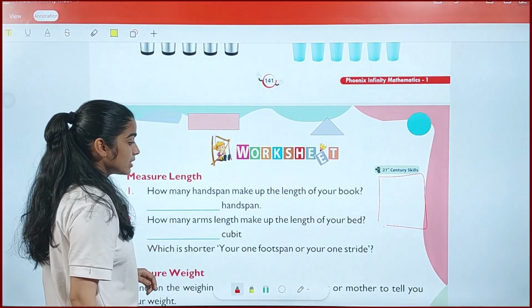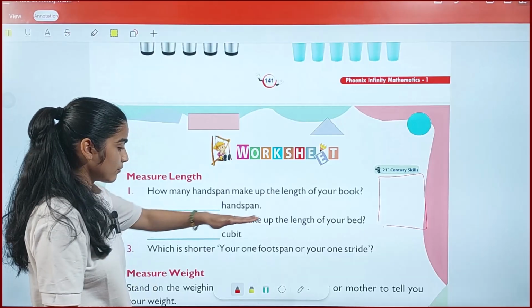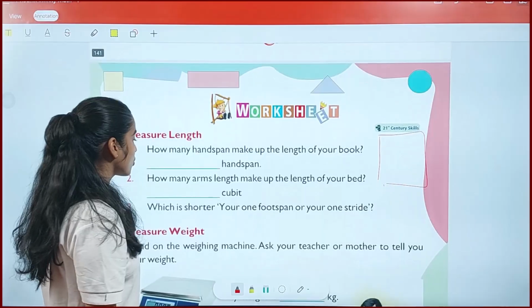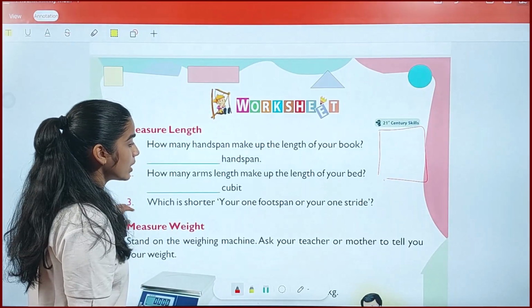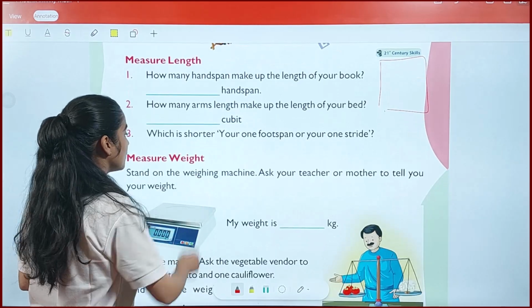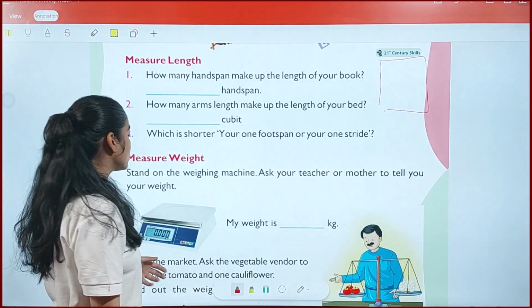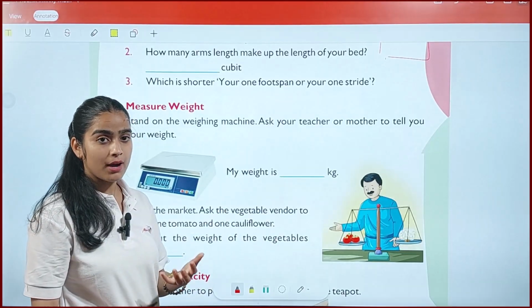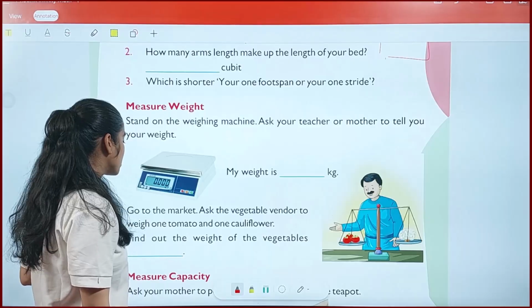How many arm lengths make up the length of your bed? So you have to measure with the cubit. Okay. Next, which is shorter, your 1 footstep or your 1 stride? So you have to answer it. Next, measure weight. Stand on the weighing machine. Ask your teacher or mother to tell you your weight. So this is a practical question. You have to stand on a weighing machine and then measure your weight.